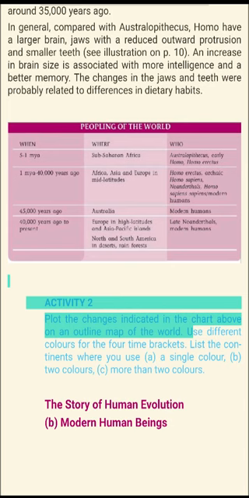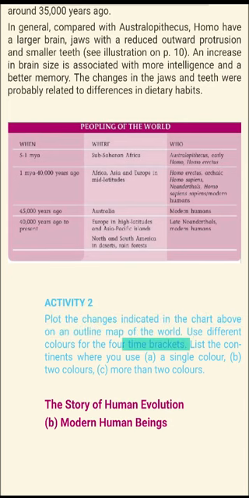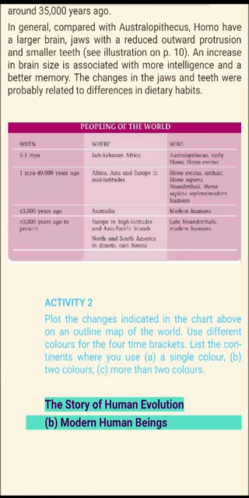Activity 2. Plot the changes indicated in the chart above on an outline map of the world. Use different colors for the four time brackets. List the continents where you use a) a single color, b) two colors, c) more than two colors.